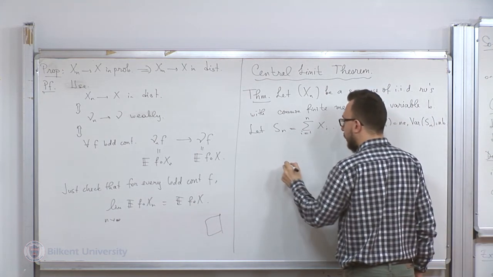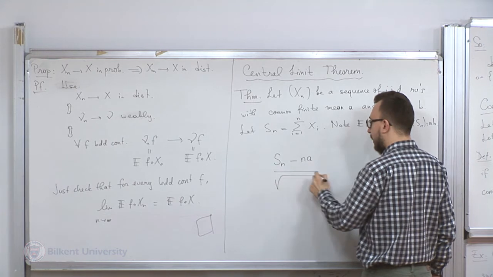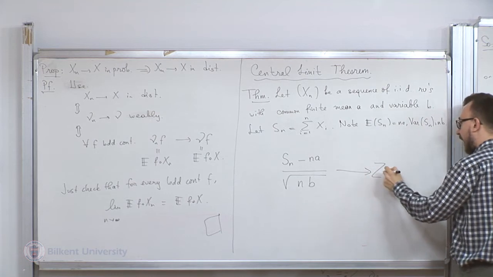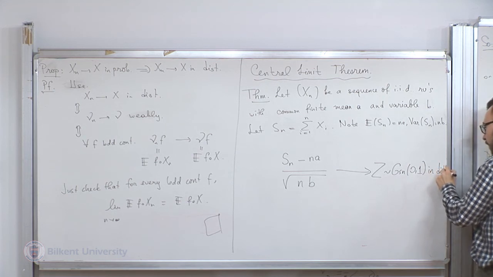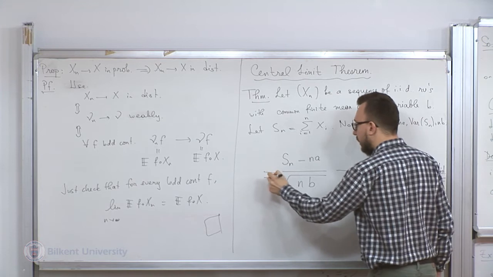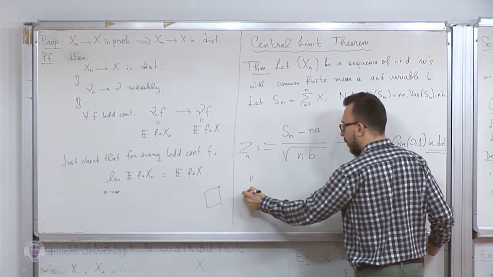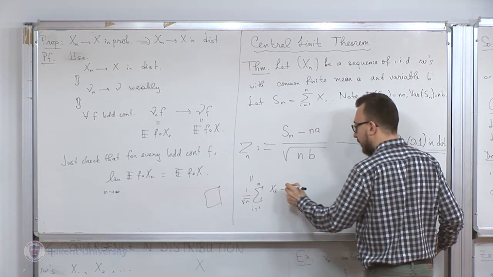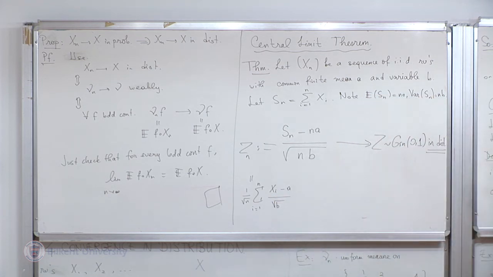So here's what the theorem says. Sn minus its mean, divided by its standard deviation, converges to a standard Gaussian 0, 1 random variable in distribution. Let's call it Zn. You can also write it as 1 over square root of n times the sum of standardized Xi's, so Xi minus its mean divided by its standard deviation. Variance, exactly. Thanks.